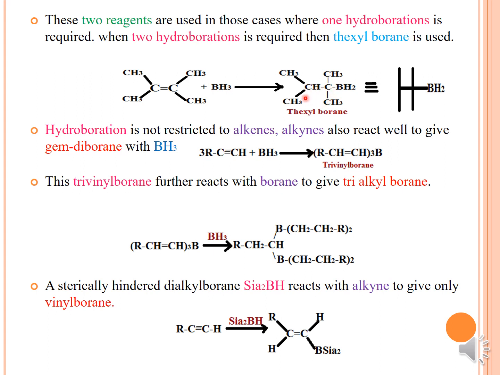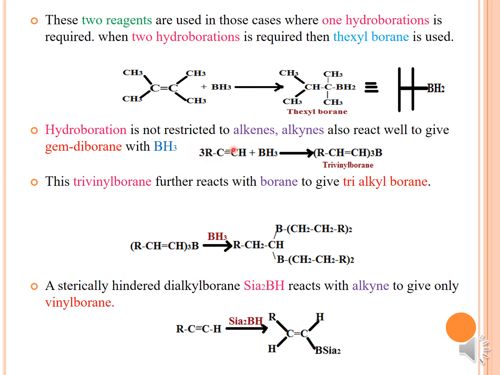Alright, so when dimethylbutene is treated with the borane, hexylborane is prepared, which is used for the hydroboration reactions. Okay, when the two hydroboration reactions are there, then we are using thexylborane, and that is your ThBH2. You can represent it in this form. Okay, you can see this structure over here. This can be similar to this form. And here the hydroboration is not restricted to alkenes; it also reacts with alkynes to give the gem-diborane with BH3.